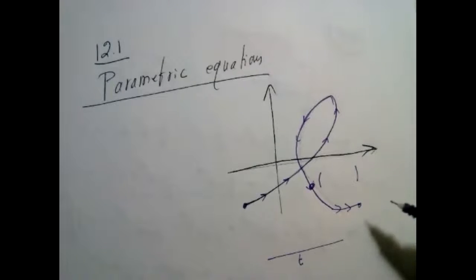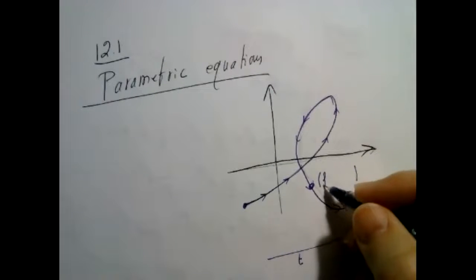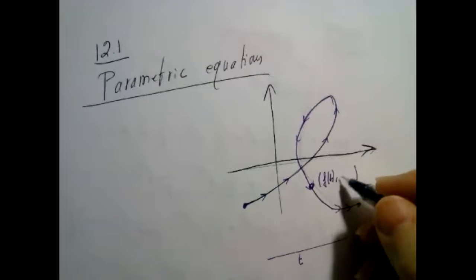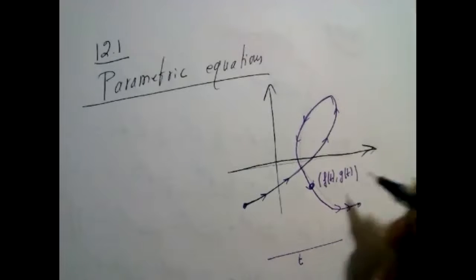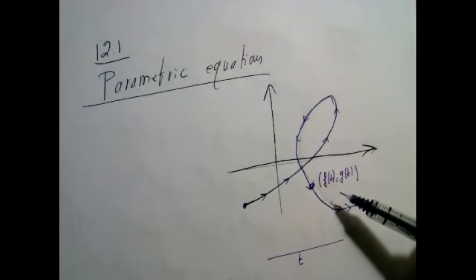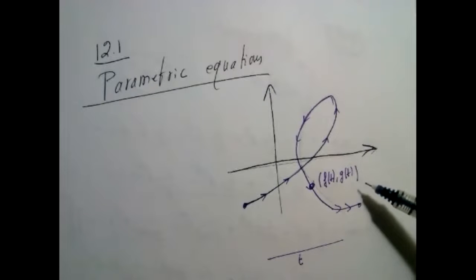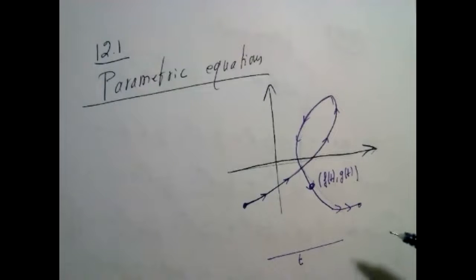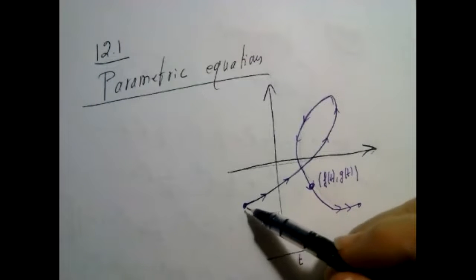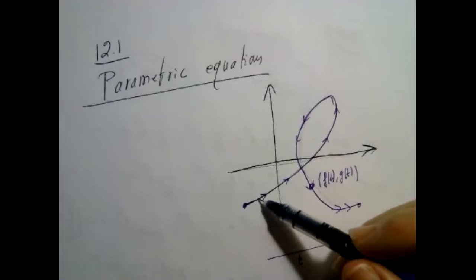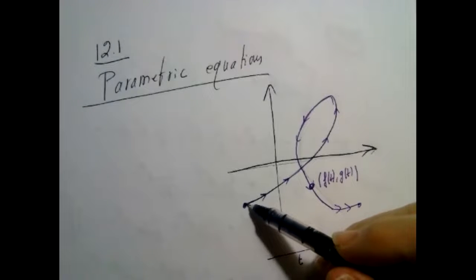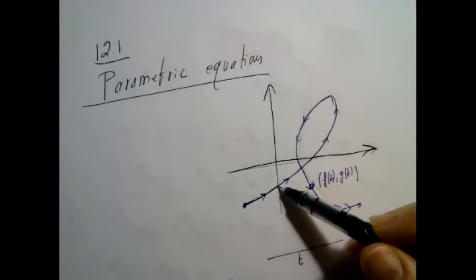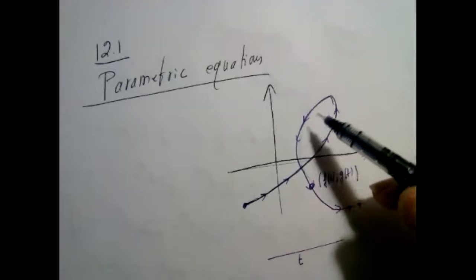But how can I give you the position of the object? I can give you the position by giving you two functions, f of t and g of t. The first one will give you the x coordinate of my object at time t, and the second will give you the y coordinate of the object at time t. So as time changes, f and g change. As f and g change, we know where the object is moving along the curve.